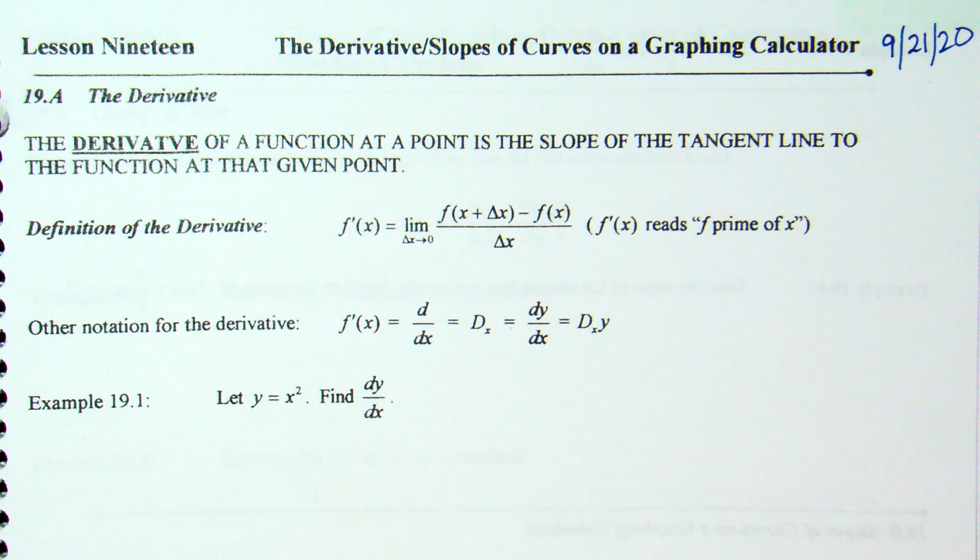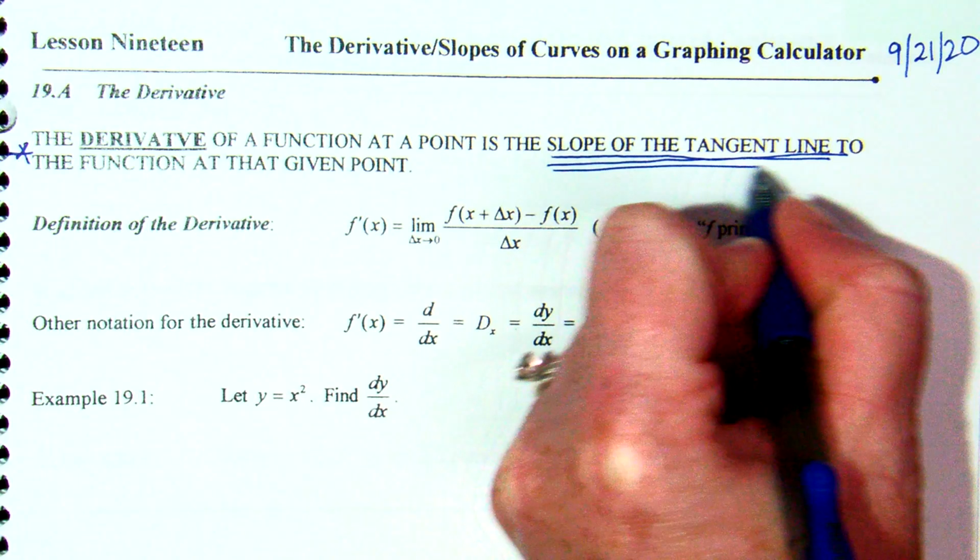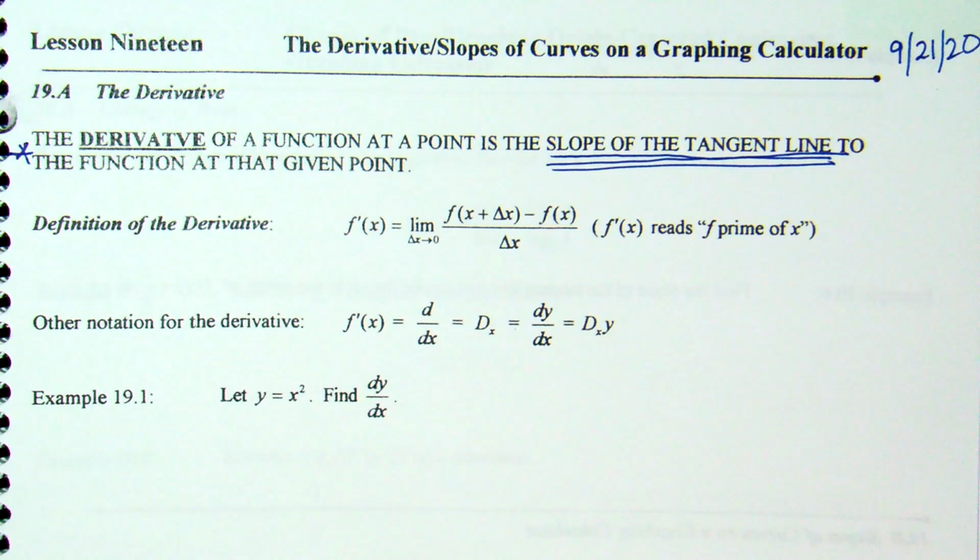Derivative. Okay, definition here, guys. The derivative of a function at a point is the slope of the tangent line to the function at that given point. Derivative: slope of the tangent line. When you are asked within a problem in calculus something involving slope, your brain needs to immediately think derivative. So, slope of the tangent line of the curve.